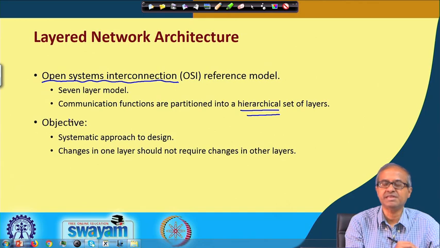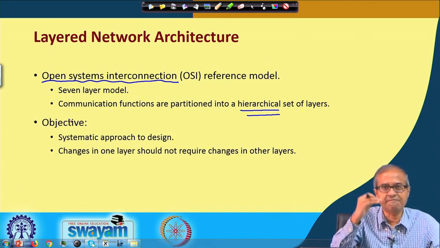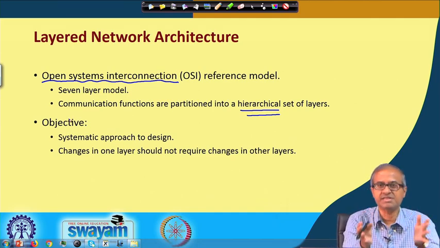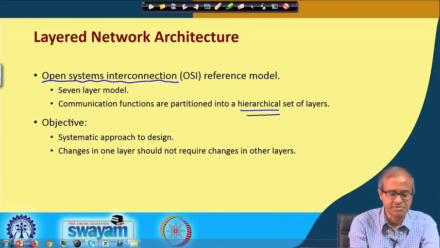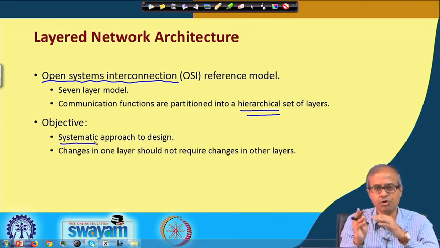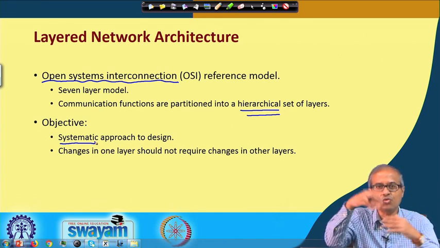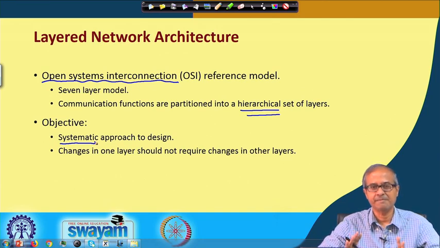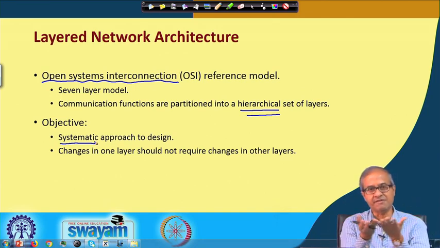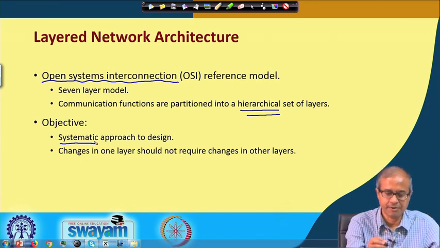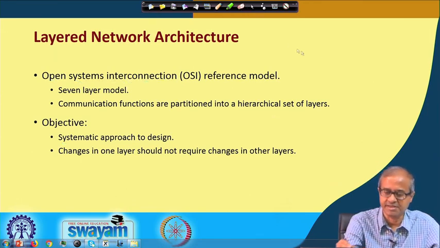The main objective of this layering is, as I mentioned, if you divide the functionality into well defined layers, it becomes much more systematic. Your design of the networking software becomes much more systematic. Not only that, you may choose to modify the design of one of the layers without touching the other layers. One of the layers may use a different technology, but you do not modify the other layers. That way, the maintainability of the entire networking system also becomes better. These are some of the advantages.